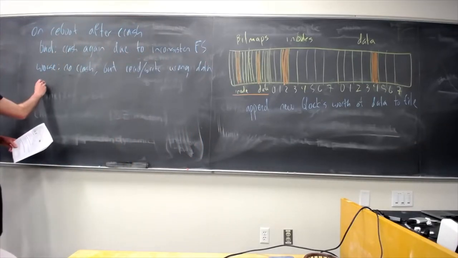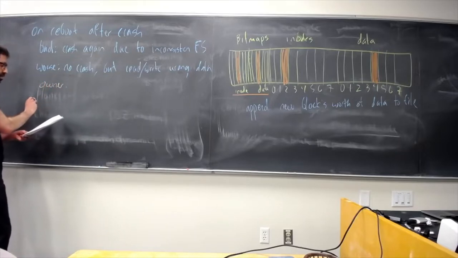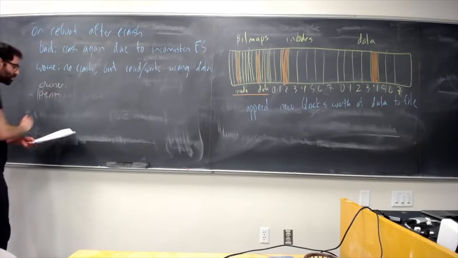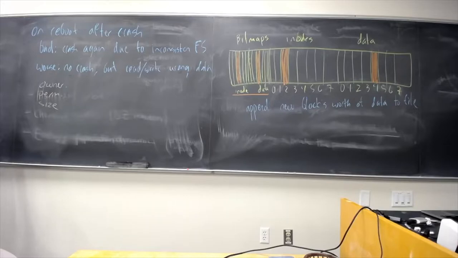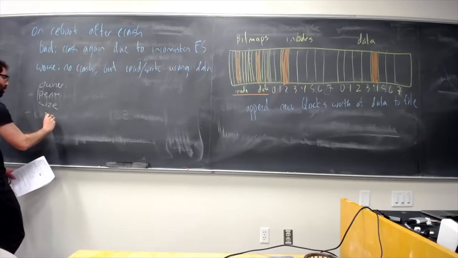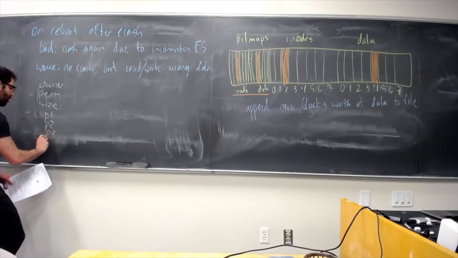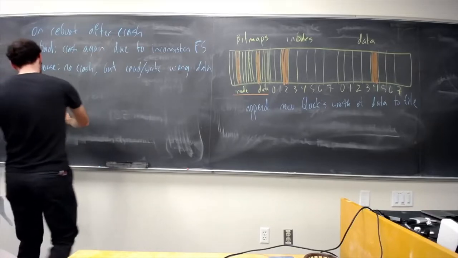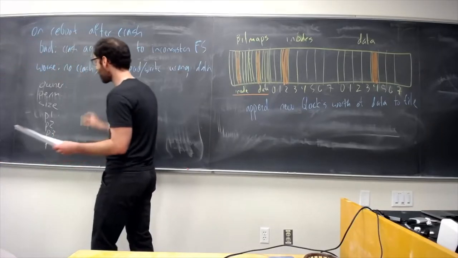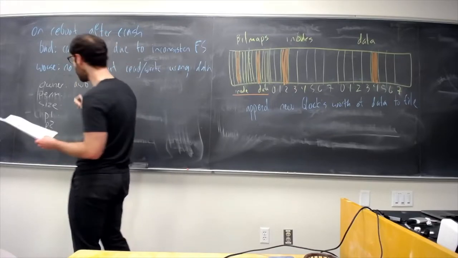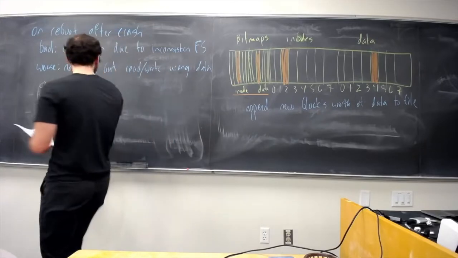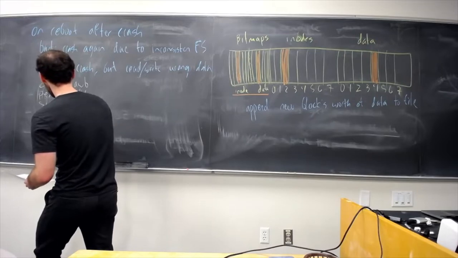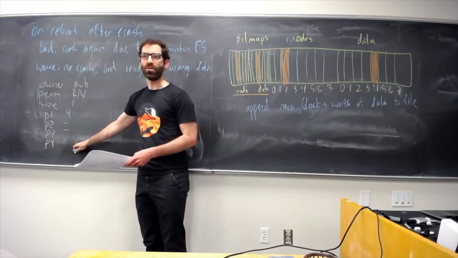To make this concrete, maybe we have a simple inode that tracks owner, permissions, size, and then just has 4 direct pointers. With only 8 data blocks, indirect pointers are not really needed. So pointer 1, pointer 2, pointer 3, pointer 4. And so our initial state: I own this file, it has read-write permission, it consists of one block, and that is block 4. And these pointers are null.